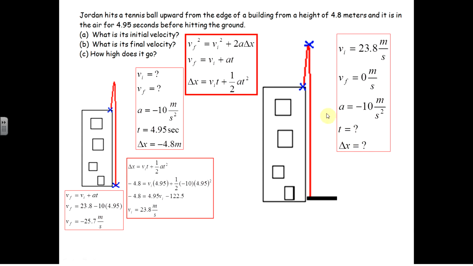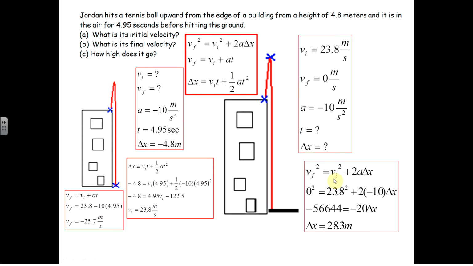We don't need to know the time because I never ask what's the time on the way up. So we should look for an equation that has delta x in it, but it doesn't have time in it. That'll save us some time. Sure enough, if we use VF squared equals VI squared plus 2AD, we don't have time in it, and we can solve for delta x. Careful with your positives and negatives, and you should get 28.3 meters.